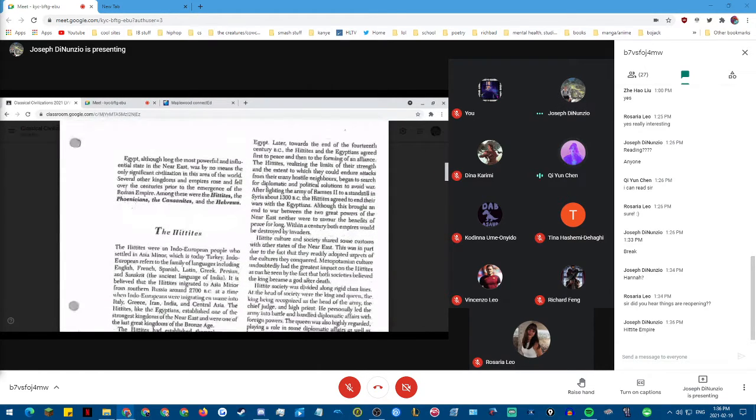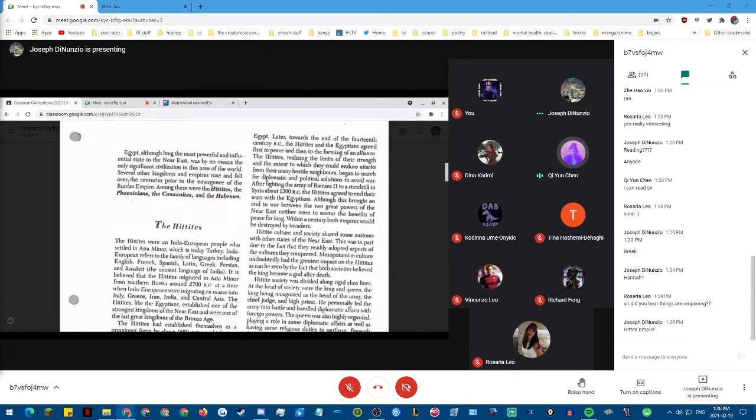Egypt, although long the most powerful and influential state in the Near East, was by no means the only significant civilization in this area of the world. Several other kingdoms and empires rose and fell over the centuries prior to the emergence of the Roman Empire. Among these were the Hittites, the Phoenicians, the Canaanites, and the Hebrews.